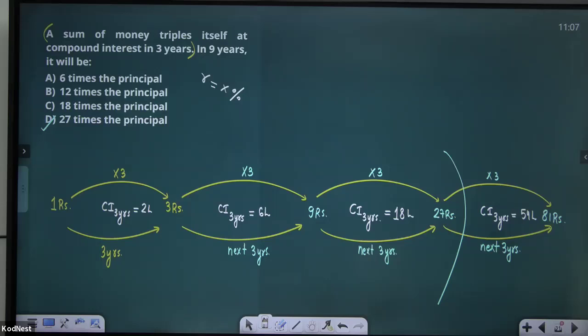Okay. So understood this, all of you? And this happens only because you get interest on interest. That's why this happens. Understood, all of you?